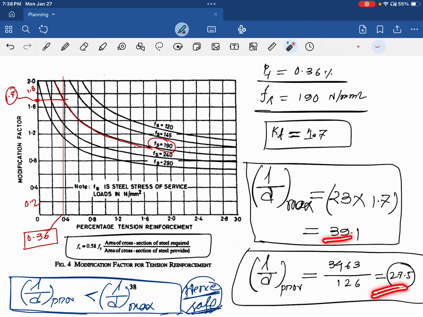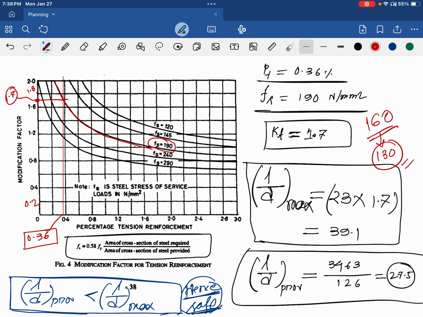This is your provided value, this is your maximum value. You can see that the provided value is way lesser than the maximum value. So from this check, we can see this is too much safe. We can even reduce the depth of the slab from, I think we have taken 160, right? You can do the same problem exactly the same way. Just start the problem with a depth of, I would say, 130.